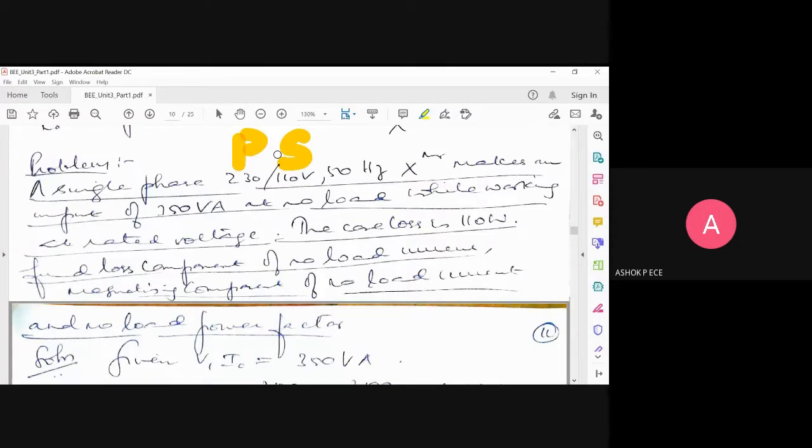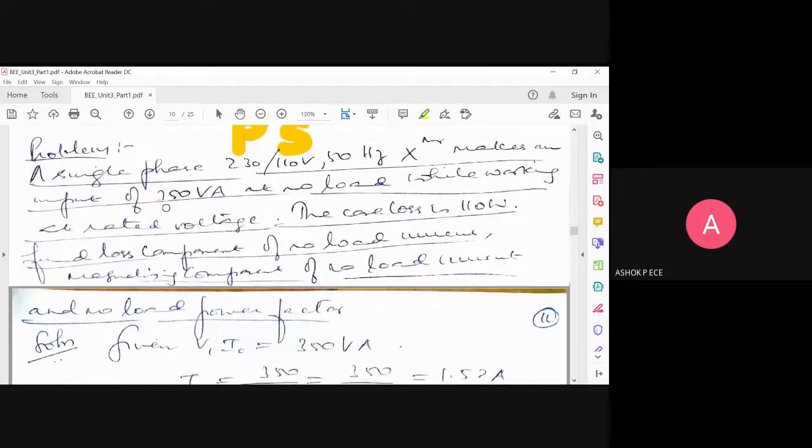So what type of transformer is it? Step down. Very good. Yes, step down. A 50 hertz transformer makes an input of 350 volt ampere at no load. Volt ampere means it is actually the power they are giving. While working at rated voltage, the condition is no load, so secondary current is zero. The core loss is 110 watt. Find the loss component of no load current, magnetizing current, and also no load power factor.